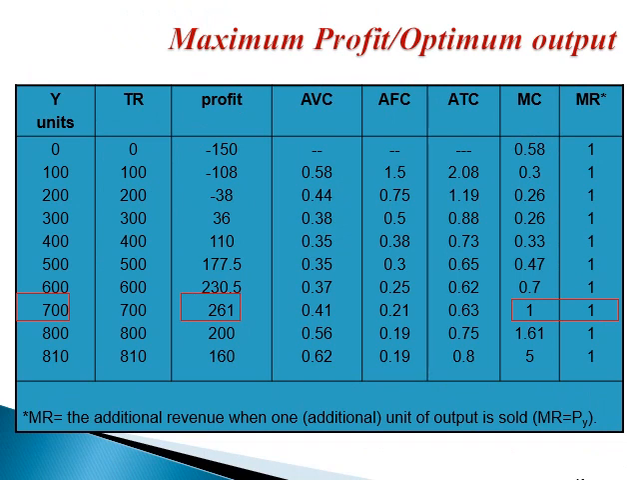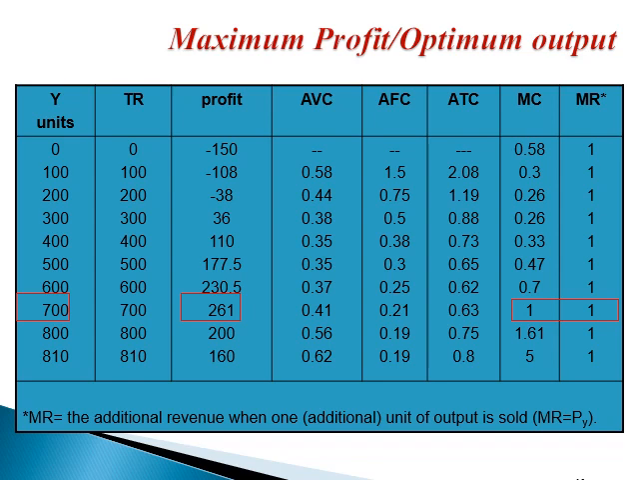Remember the difference: in economics we try to maximize profit. We do not try to maximize output. We never maximize output, and we never maximize sales. We maximize profit. So here I copied the same level of output, which is Y, the same total revenue, and the same profit that we got before.